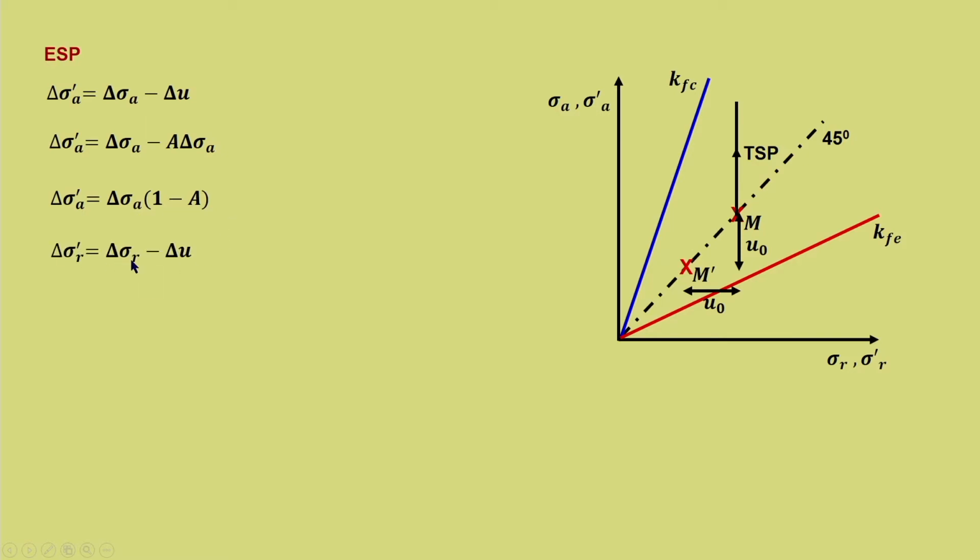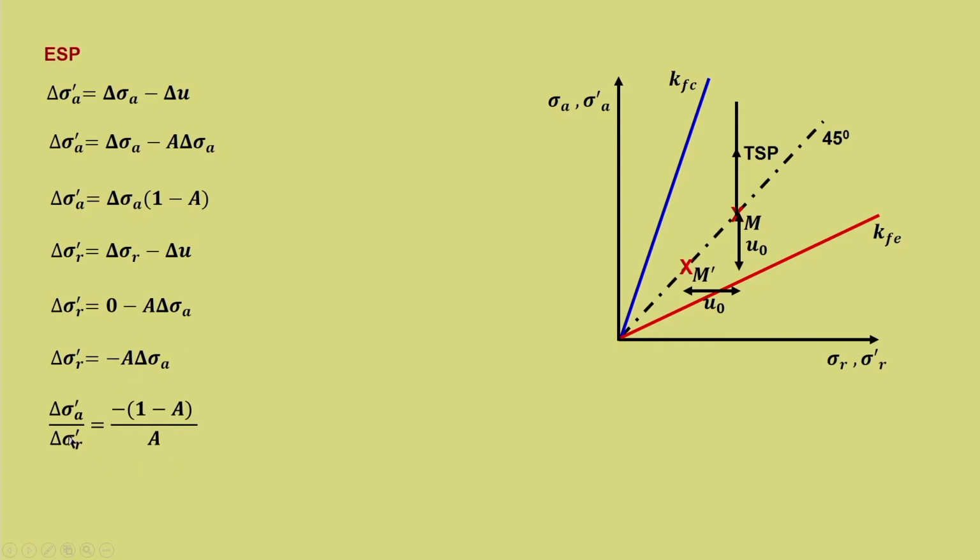So, delta sigma r dash is equal to delta sigma r minus delta U. Delta sigma r dash is equal to 0 minus A delta sigma A. So, delta sigma r dash is equal to minus A delta sigma A. So, the slope delta sigma A dash upon delta sigma r dash is equal to minus 1 minus A by A. So, you divide this by this, minus comes 1 minus A by A.